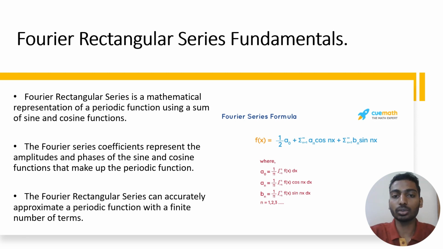a n is equal to 1 by pi integral limits varies from minus pi to plus pi f of x cos nx dx. b n is equal to 1 by pi integral varies from minus pi to plus pi f of x sin nx dx, where n is equal to 1, 2, 3, 4, and so on.